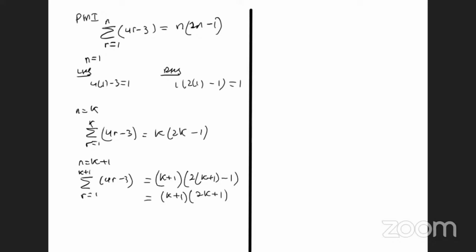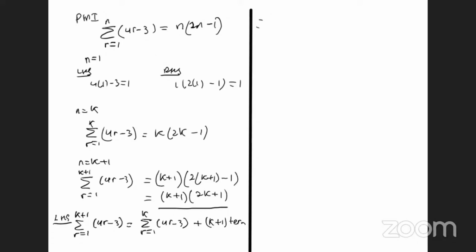It's important to multiply that out properly. So this is what I'm trying to get. So I'm starting with the left-hand side. Right? That's the summation of r going from 1 to k plus 1. We know what this left-hand side is. Summation of r going from 1 to k of 4r minus 3 plus the k plus 1 term. That's the same all the time.